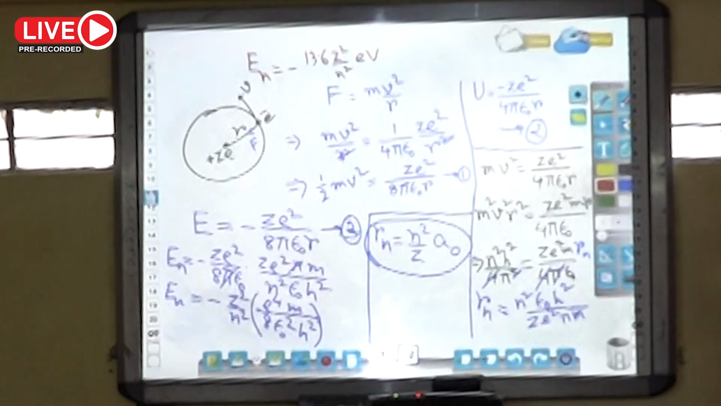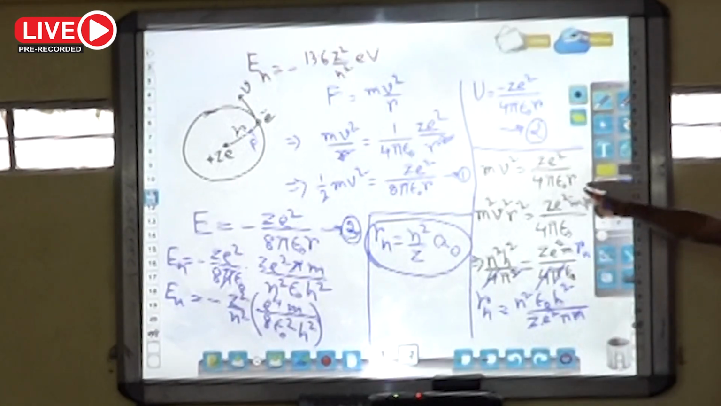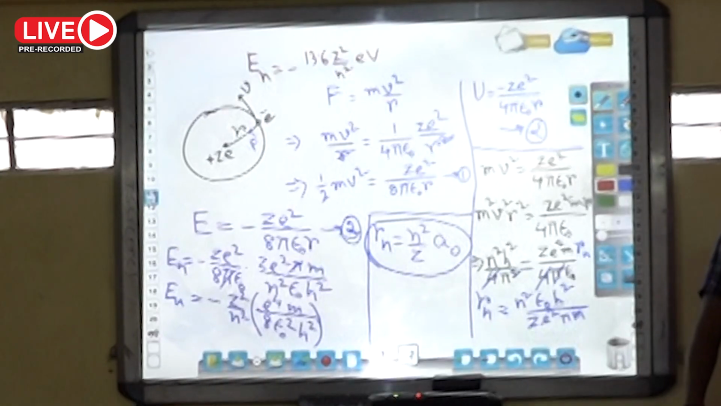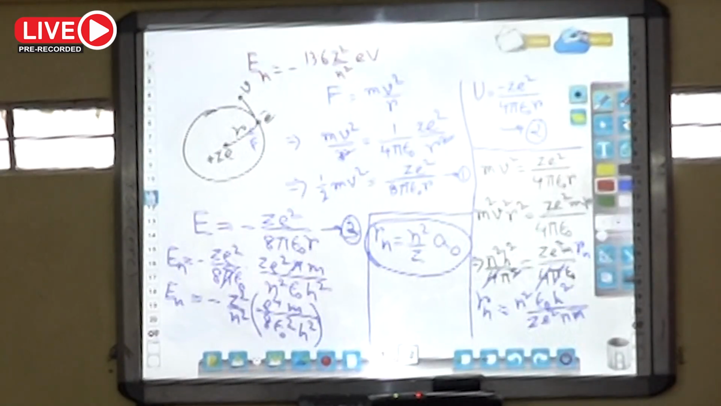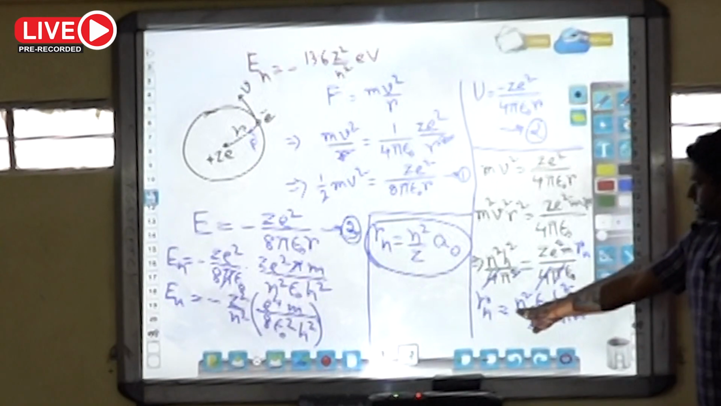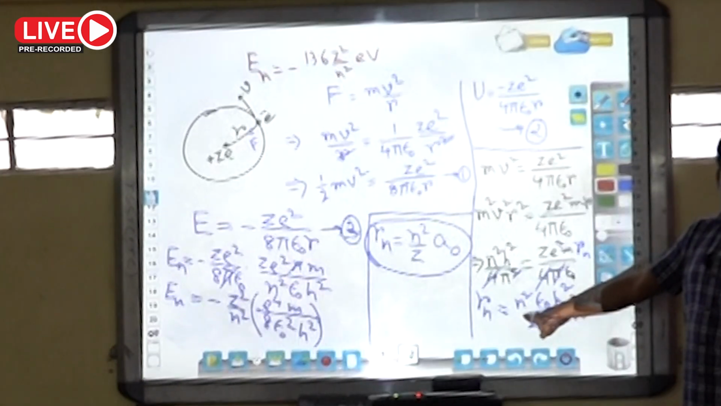Now see, from this calculation, if I put here R as this quantized value, then I will also get V quantized. So V is depending on N also. So you can also find that relation, how V is depending on N. And it clearly shows that R is directly proportional to N square.